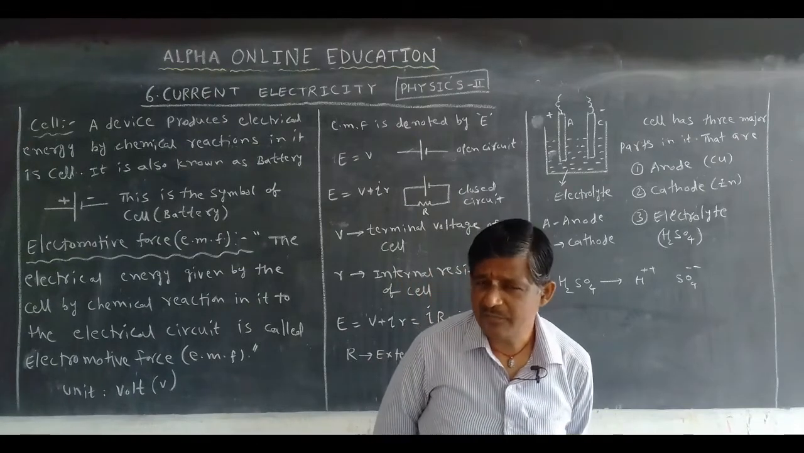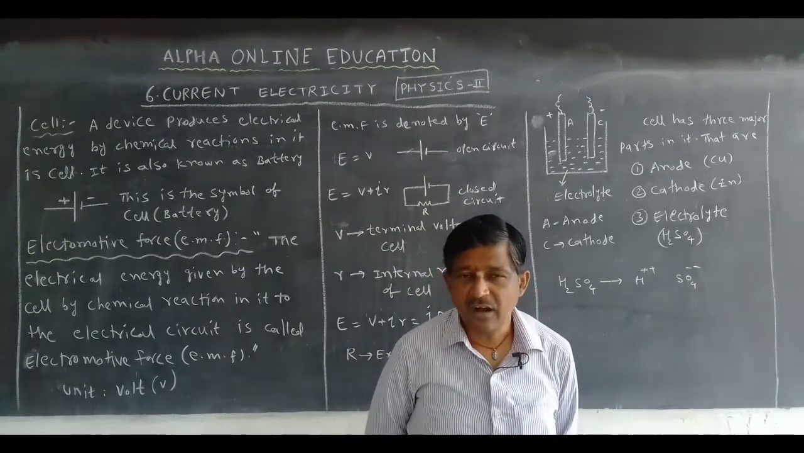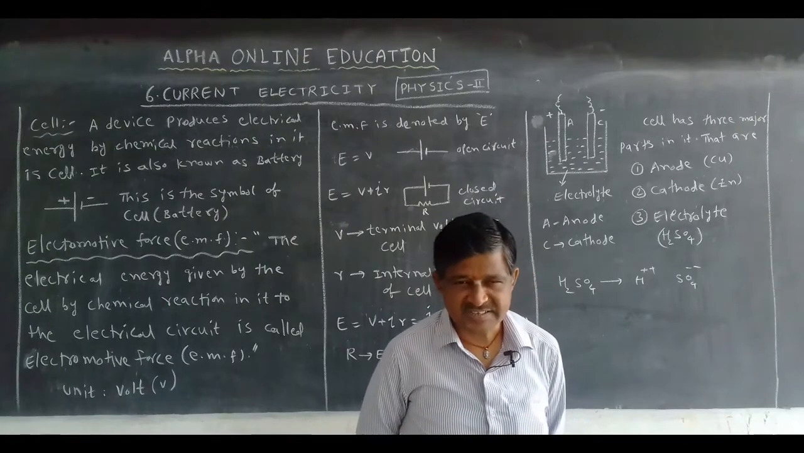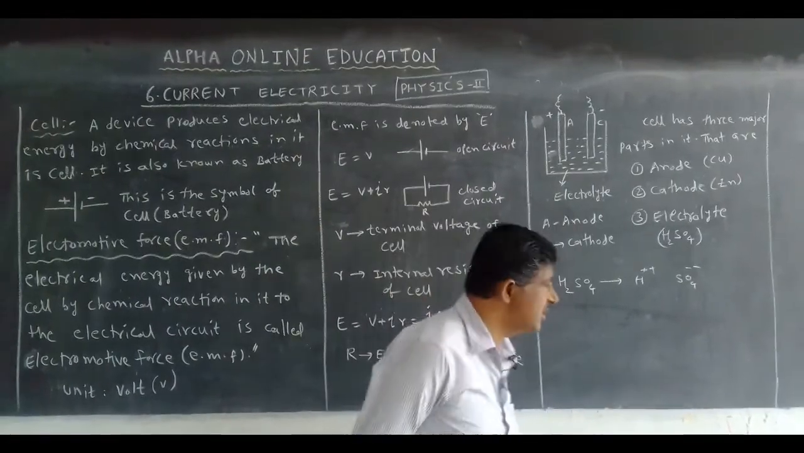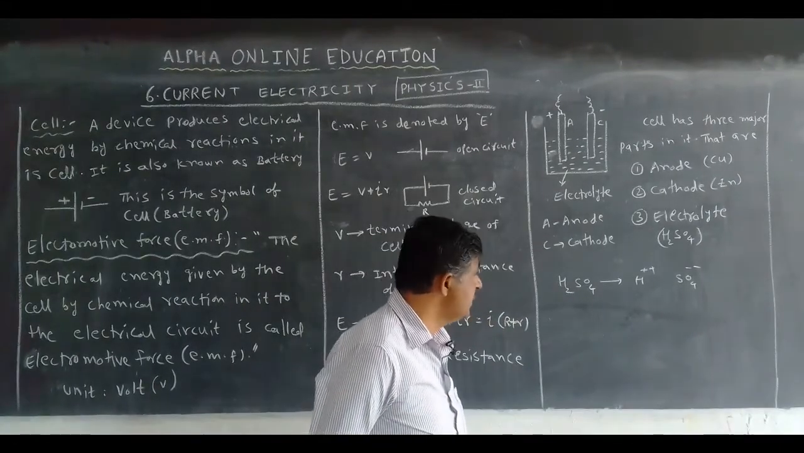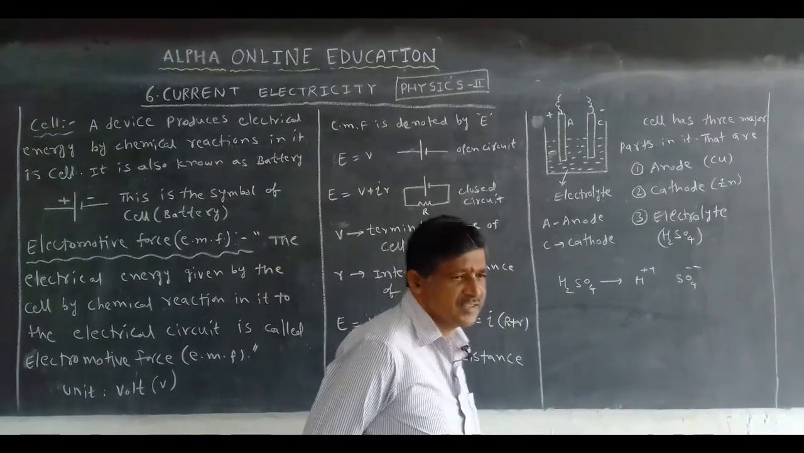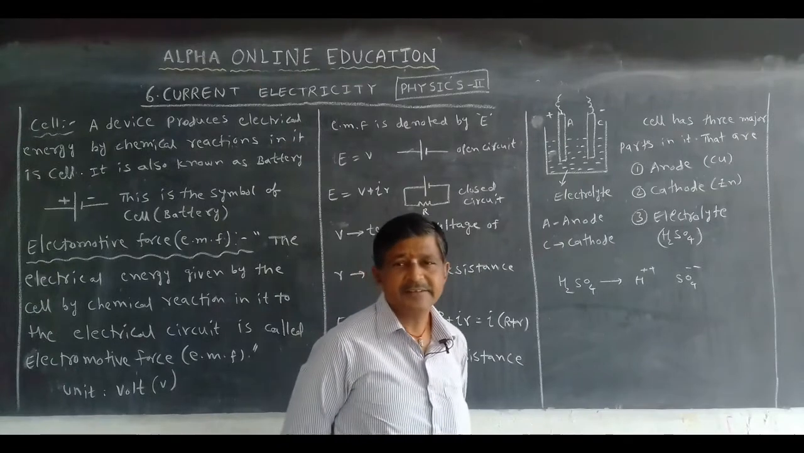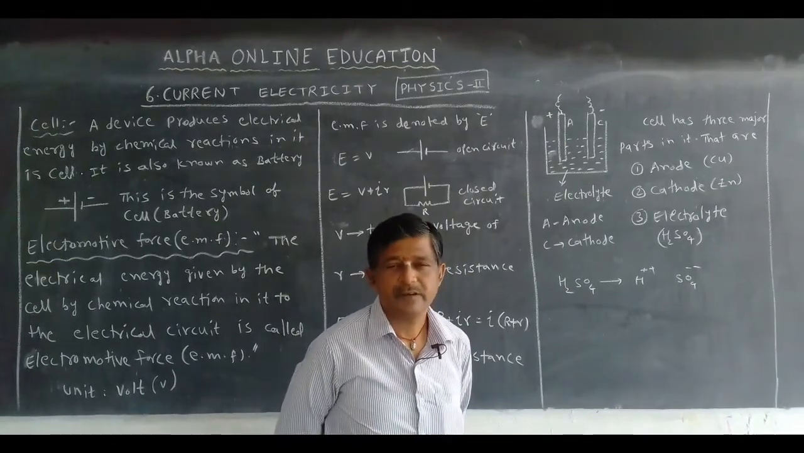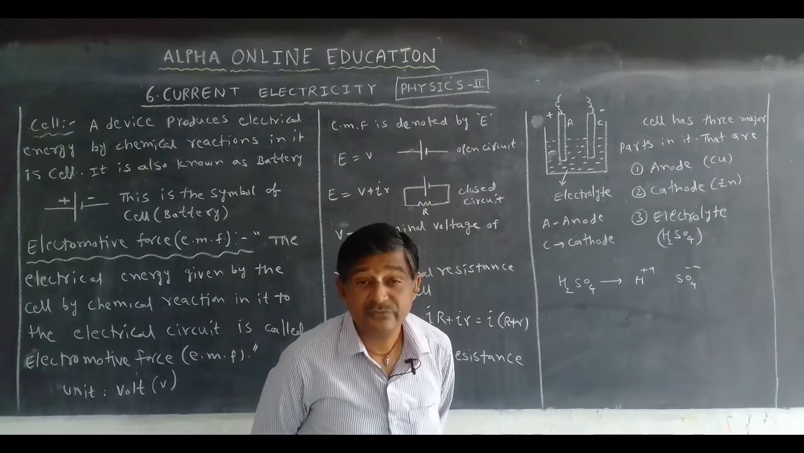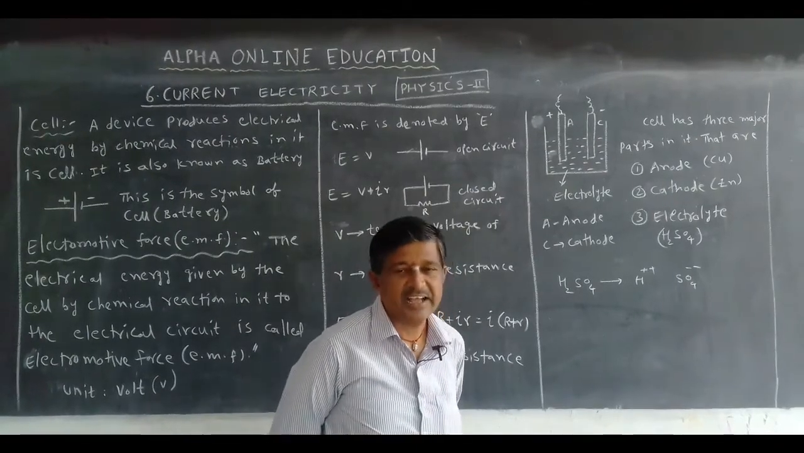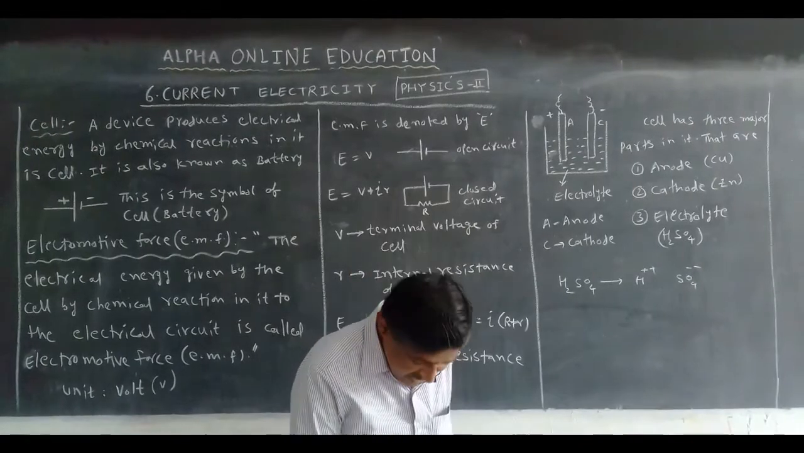Now what is the meaning of back EMF? When the anion moves towards the zinc and the cation moves towards the copper plate, one opposing force is established for them. The opposing force that is established is called back EMF.